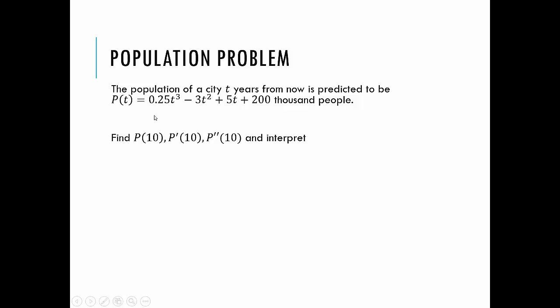All right, the population of a city T years from now is predicted to be this function. Evaluate the population at 10 years, evaluate the first derivative and second derivative, and tell me what it means.